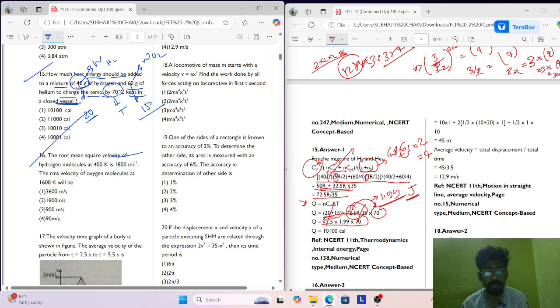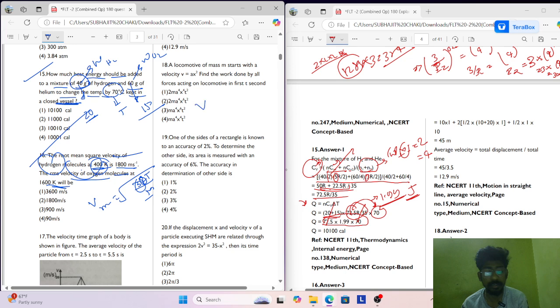The root mean square velocity of hydrogen molecules at 400 Kelvin is this. What is the RMS velocity of oxygen molecules? Both hydrogen and oxygen are diatomic gases. In their case, the VRMS formula is given by root over 3RT by M. So in both cases R and 3 will be equal.